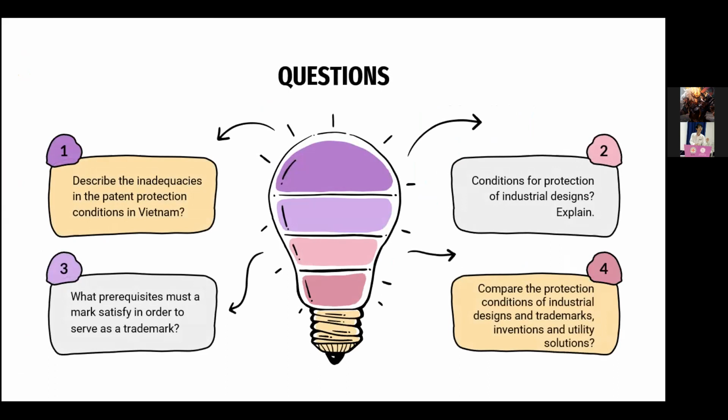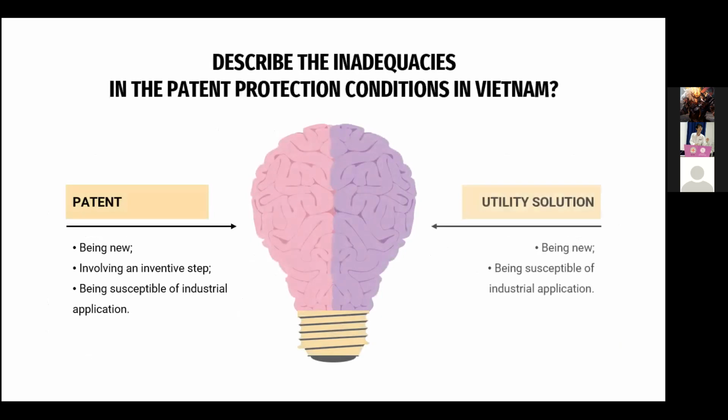The first section will answer the question: describe the inadequacies in the patent protection condition in Vietnam, and the condition for the protection of industrial design. So he will present for you. I will present the first question. The first question is to describe the inadequacy in the patent protection condition in Vietnam.